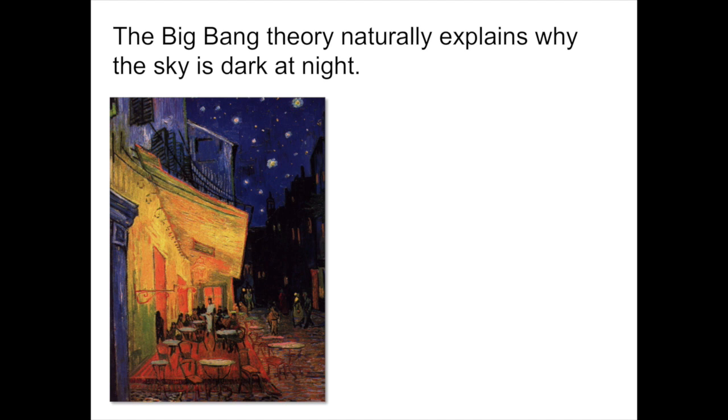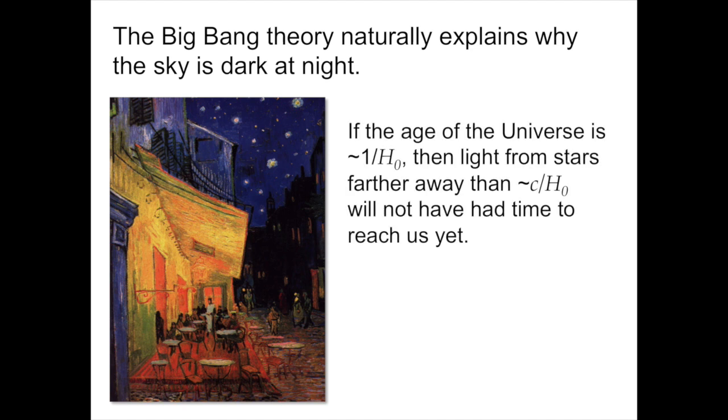The Big Bang Theory also has another implication that might be surprising. The Big Bang Theory naturally explains why the sky is dark at night. You might think that's an obvious answer. Well, the sky is dark at night because the sun's not up, of course. But there's a greater mystery. Why is the sky dark at night?